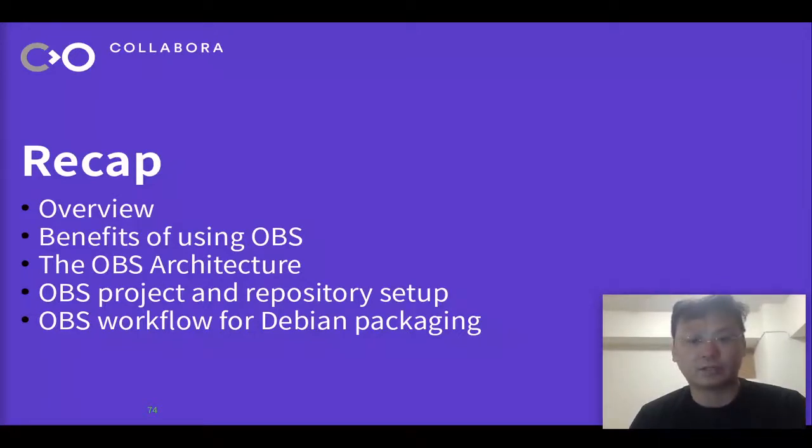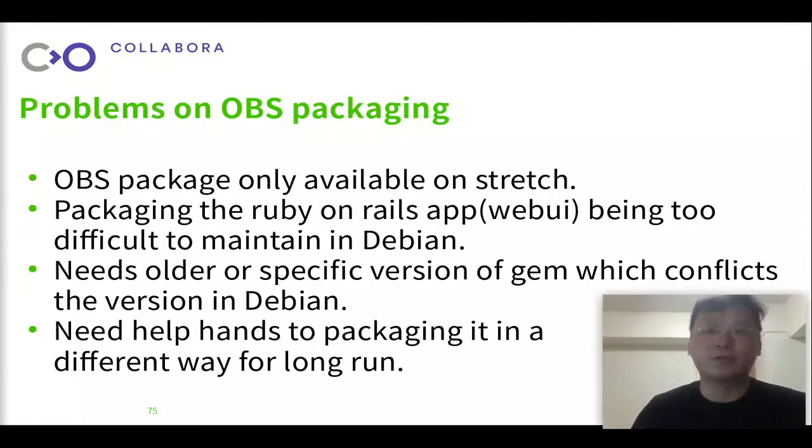Okay, so before the Q&A, I would like to add the current status of OBS packaging in Debian. The OBS package is now only available on Debian Stretch, and it's because the Ruby on Rails app front end has been too difficult to maintain in Debian, because the upstream really needs some older or specific version of Ruby gems, which conflicts with the existing packaged version in Debian, and then sometimes the Rails versions are different. Debian only keeps one version in the whole distribution, so it's difficult to do this.